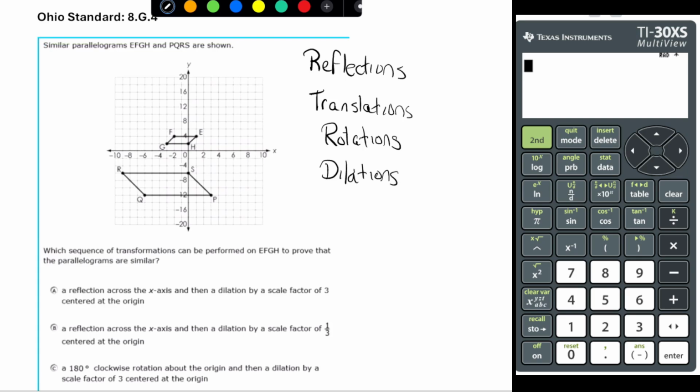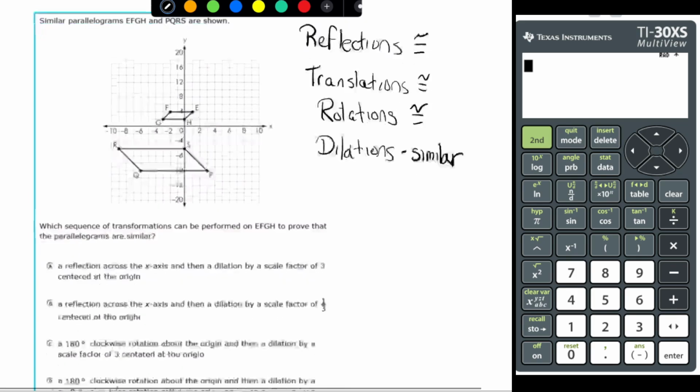And I said that reflections, translations, and rotations all produce congruent figures. Congruent meaning that it's the same side length, same angles, what have you. And dilations were the rare exception to the rule where it produced similar shapes. Similar meaning that it's the same ratio of sides. So like you could double or triple it, but it doesn't give the same side lengths.